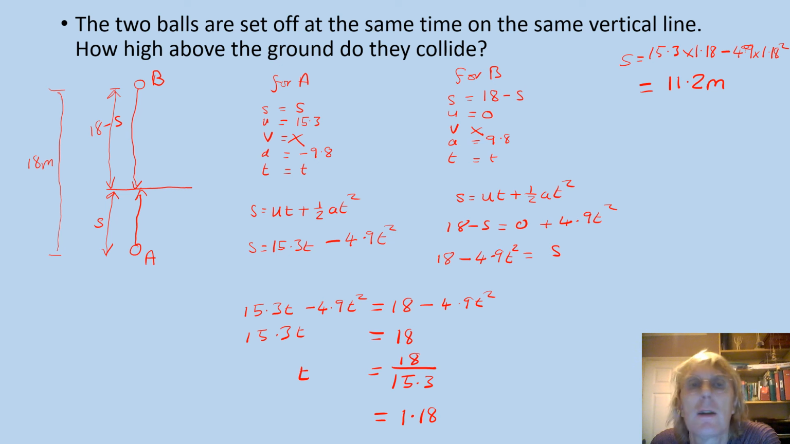If I want to check it, I can check it in the other one, and that was just going to be that S equals 18 minus 4.9 times 1.18 squared, and that will also give S equals 11.2. So I can get it both ways, and that's what it is. And that's the thing with these sort of questions. You've got to break it down, do the two bits, get your two simultaneous equations, substitute into each other, and see what you get.